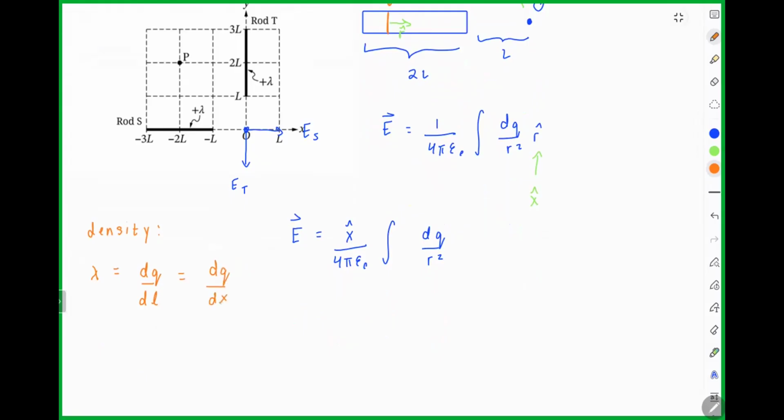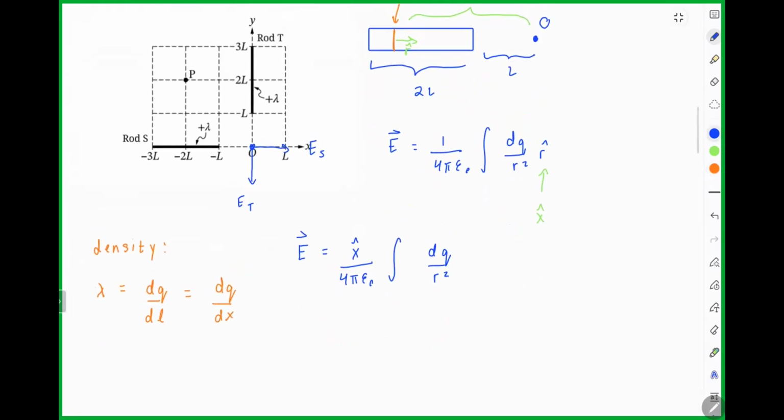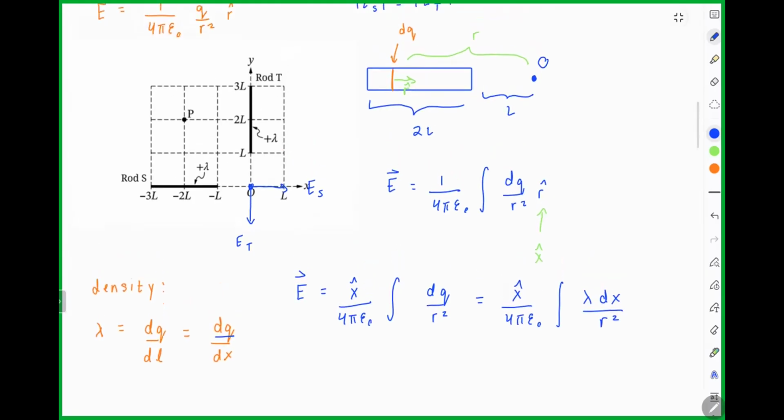is in fact dx. Great, so we can now rewrite this as x hat out front over 4 pi epsilon naught, integral, and I'll replace dq with lambda dx over r squared. Last step, I now need to rewrite r as a function of x. To do this, I need to introduce where x equals 0 is located.